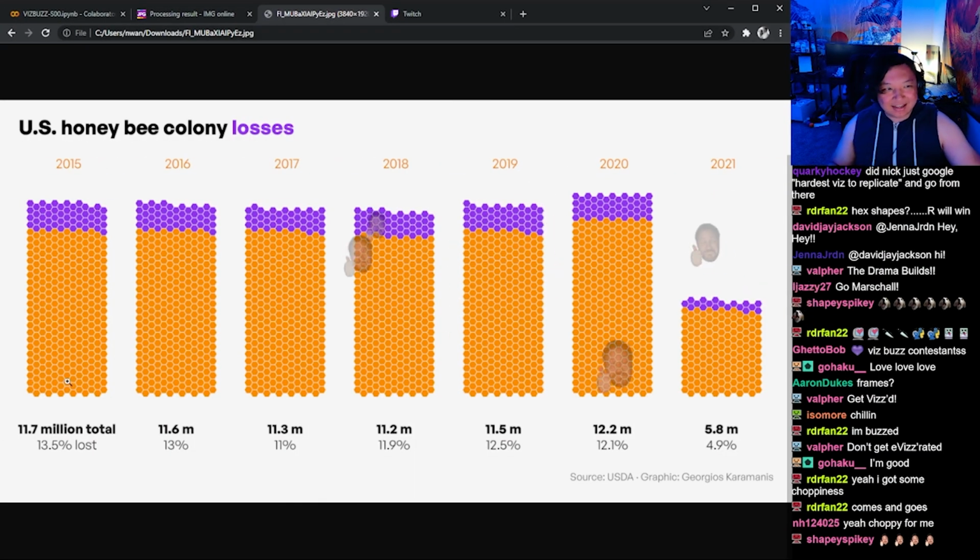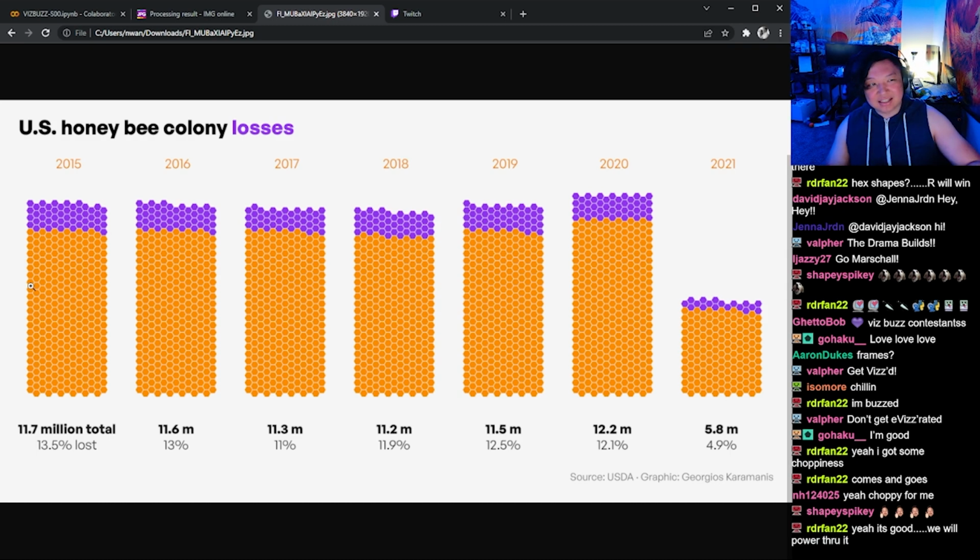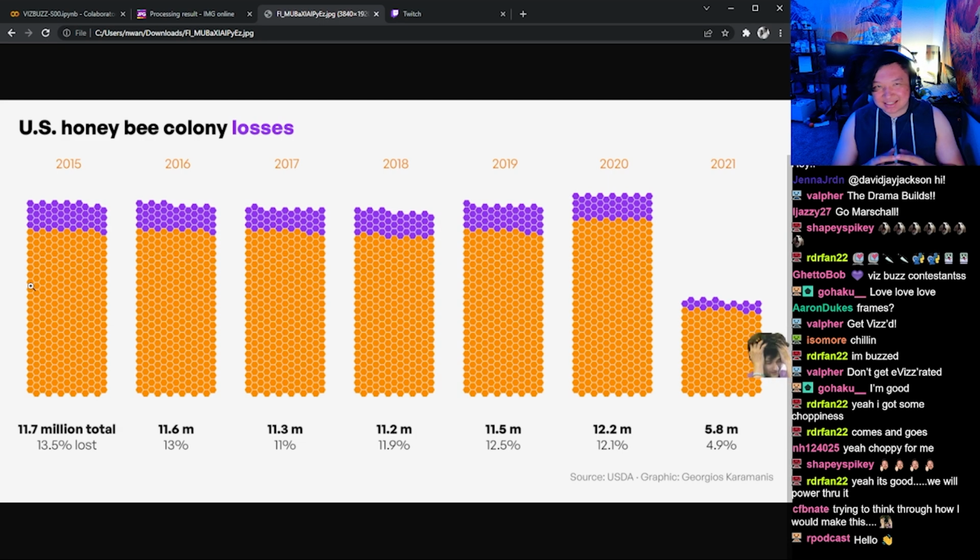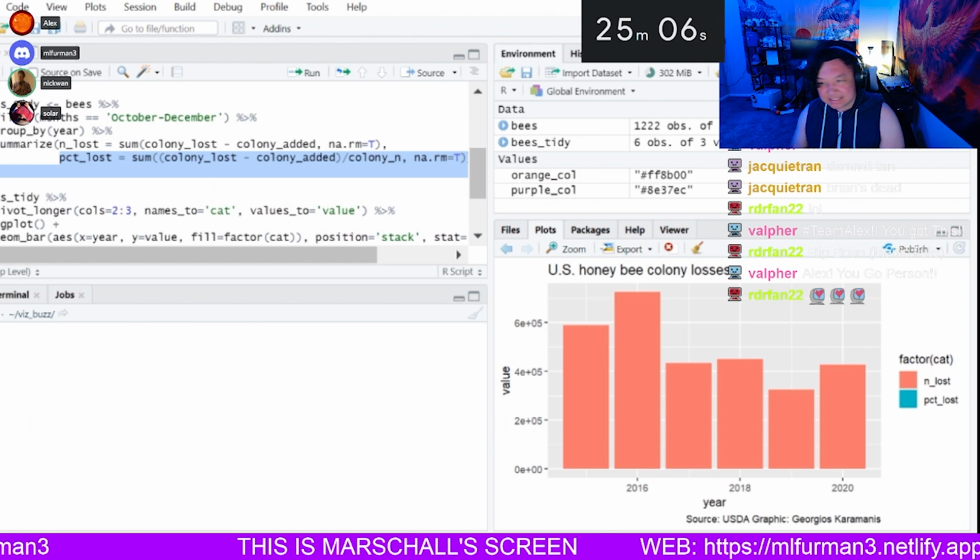This looks like a simple bar plot, but it really isn't. Each one of these hexes is supposed to represent some percentage or value of bee colonies lost, or bee colonies total. And so you're going to have to figure out a way to represent this in some swarm plot or jittered scatter plot. Already seen 5 lines of code. Everything else is bonus content.